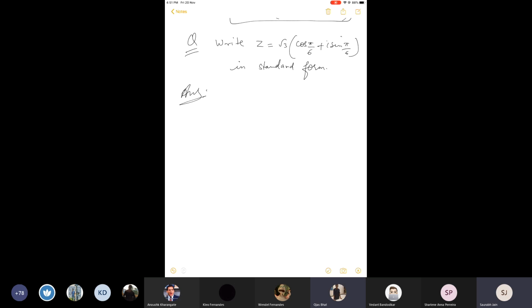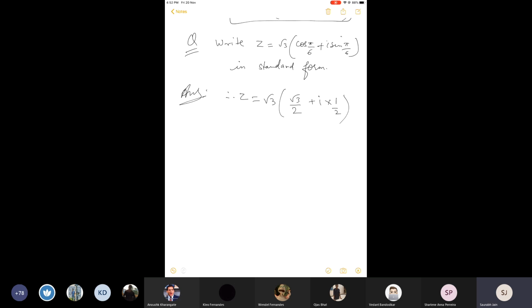Z equals root 3 cos pi by 6 plus iota sine pi by 6. This is the question. You have to write it in the standard form. So what I was saying, this will be a very easy question because you just need to substitute the values of trigonometric ratios and multiply root 3 with that, and you will get the standard form. What is cos pi by 6? Cos pi by 6 is cos 30 degree, which is root 3 by 2. What is sine pi by 6? Sine pi by 6 is sine 30 degree, that is half.